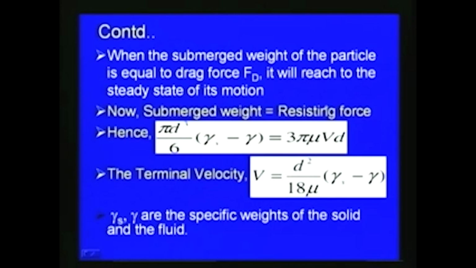From this we can get the terminal velocity. That means when the submerged weight of the particle is equal to the drag force, it will reach a steady state of its motion, and that velocity is the terminal velocity. So, Stokes got the terminal velocity as V = d² / (18 μ) × (γs − γ). This solution is called the Stokes solution or Stokes law.